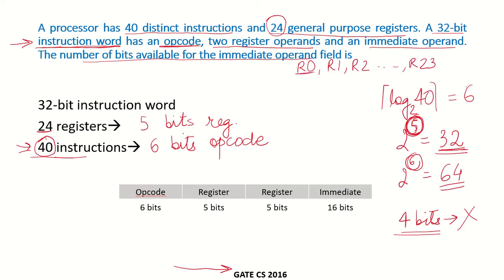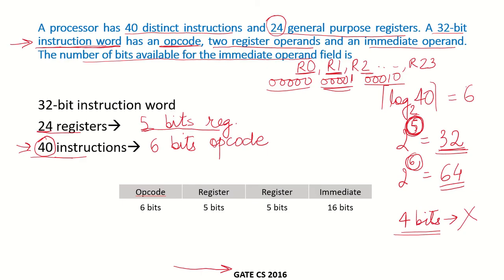R0 would be encoded as 00000, 5 bits only. R1 would be encoded as 00001. Whenever I have to refer to R1, it will always use this code. R2 will be 00010 and so on. So for 24 registers, I need 5 bits for each register.